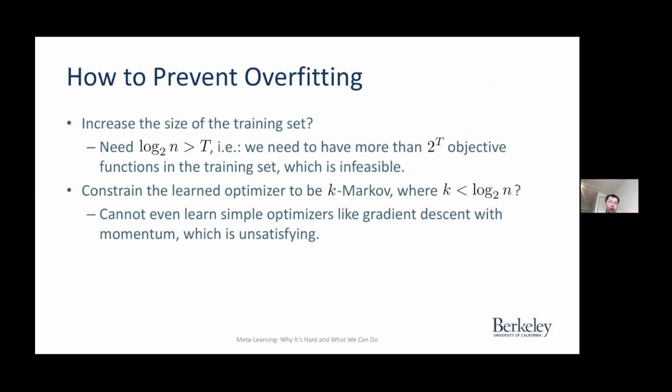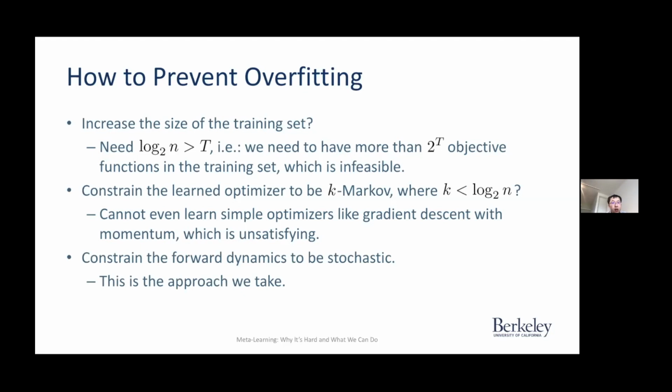Now we can try something else. What if we constrain the learned optimizer to be K-Markov, where K is less than log n? This is somewhat unsatisfying because you can't even learn simple optimizers like gradient descent with momentum. Momentum depends on all the previous gradients, and if you cut off the history to just a small number, then you are not able to recover momentum.